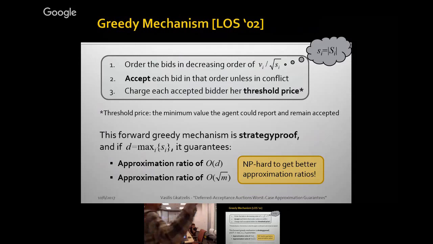What made this a fundamentally very interesting result is that, in fact, that's the best approximation you could hope for, even if you didn't have the private information part. Even if you knew everything, it's going to be hard to get better than this. So in other words, that fundamental result by LOS, the Lehmann-O'Callaghan-Shoham paper, said, you know what? This optimal approximation, the big O of D and the big O of root M, I can achieve it even if I don't know the values.